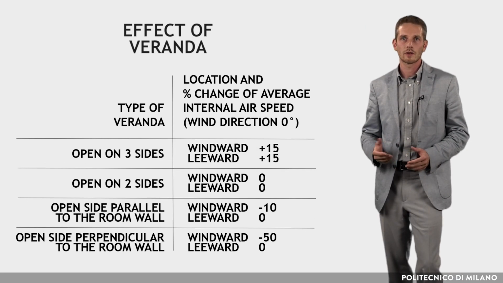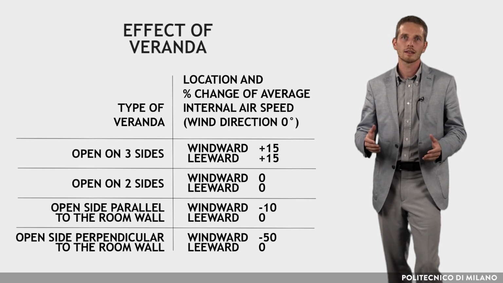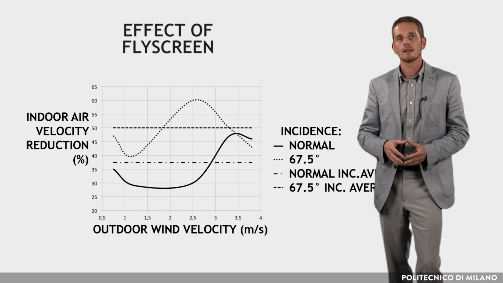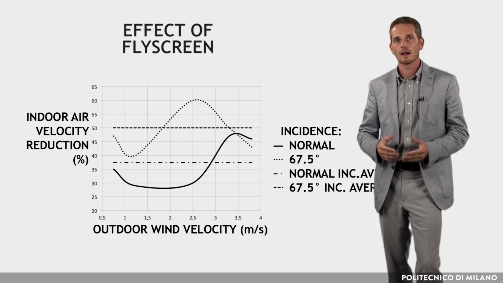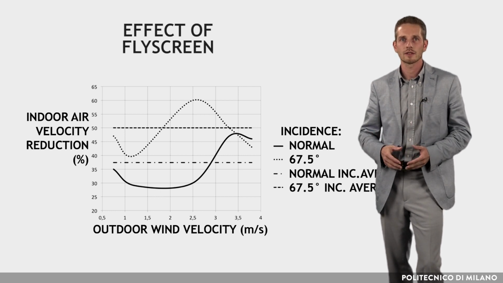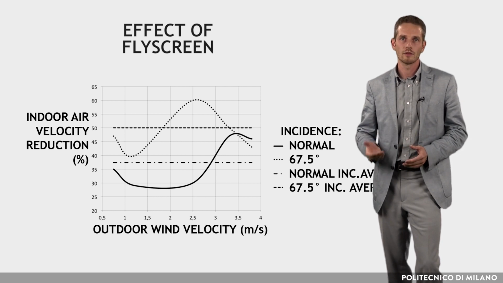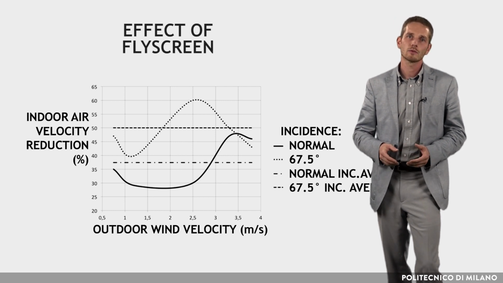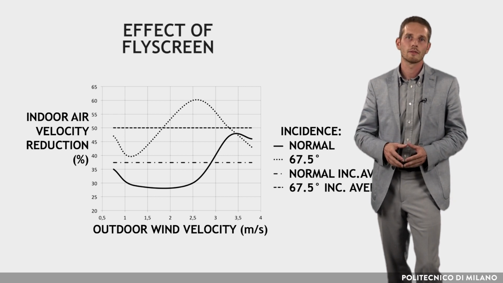Also, the presence of a veranda on the windward or leeward side of the room influences the air, and an additional correction factor has to be considered. Fly screens or mosquito nets are, in many cases, an absolute necessity, but they substantially reduce the airflow. A cotton net can give a reduction of 70% in air velocity. A smooth nylon net is better, with a reduction factor of about 40% of the airflow rate and about 35% of the average indoor airspeed, as shown in the graph.